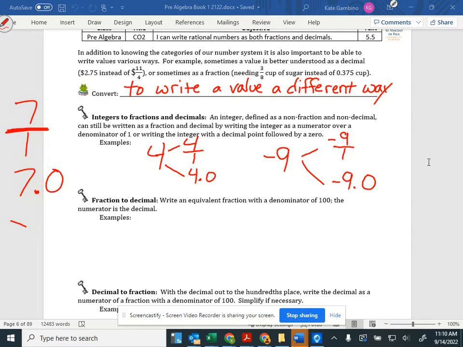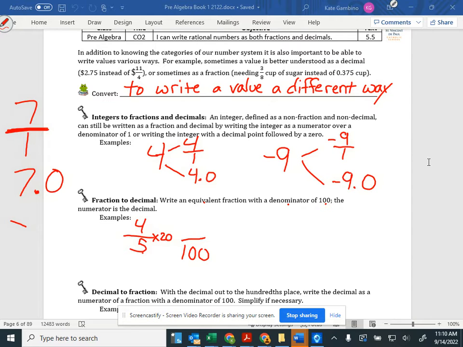So if we have 4/5 as our fraction, what should my next step be? Evelyn? I want to write an equivalent fraction with a denominator of 100. You're going to multiply by 20, because to go from 5 to 100, I'm multiplying by 20. So whatever I do to my denominator, I have to do to my numerator if it's an equivalent fraction.